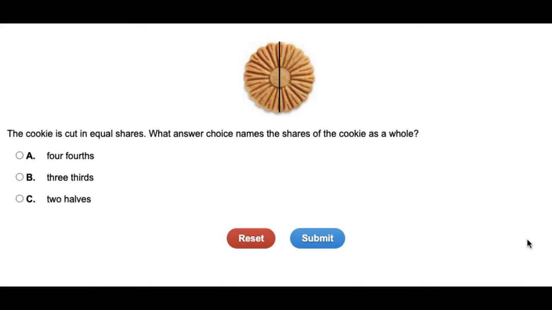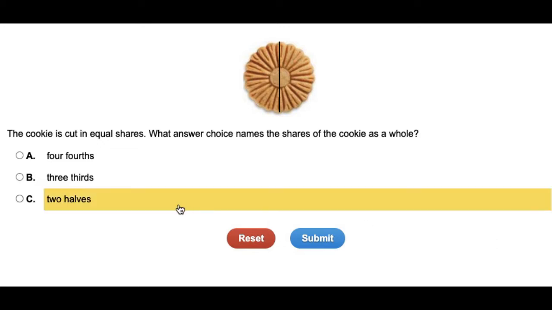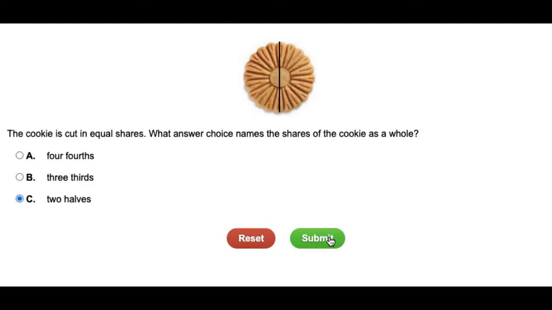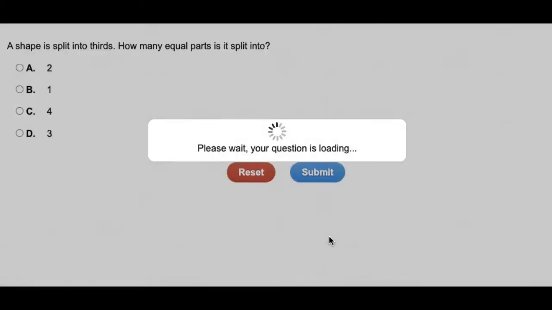The cookie is cut in equal shares. What answer choice names the shares of the cookie as a whole? So it's two halves, because one half and another half equals this. Even though the others are correct, it's not shown in the picture. So the cookie is just cut into two halves.